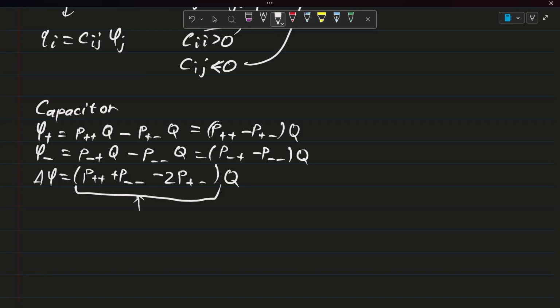But we can make this much simpler. And this constant here is normally defined to be 1 over C. So Q is C delta phi. And the C here is called the capacitance.